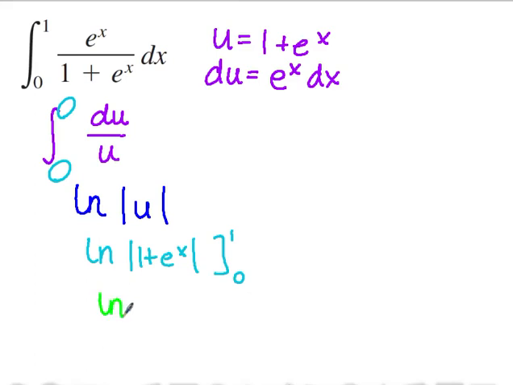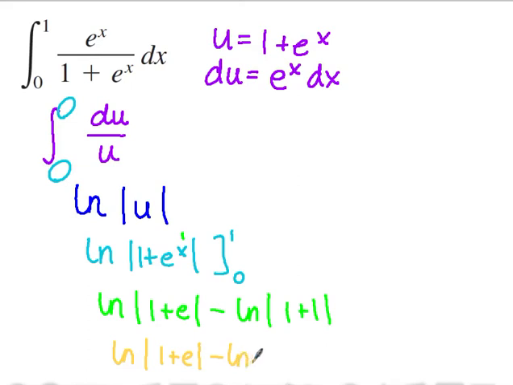So here I get natural log. When I plug 1 in here, I get the absolute value of 1 plus e, minus natural log of 1 plus e to the 0 power, which is 1. So really your final answer will be natural log of 1 plus e minus natural log of 2. And there you go. You can actually leave that as it is.